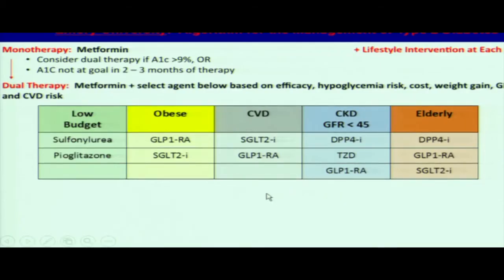So again, let me go back to this Emory algorithm. So you have here sulfonylureas and pioglitazone together with metformin, and you can spend $10 to $15 a month combining the 3.